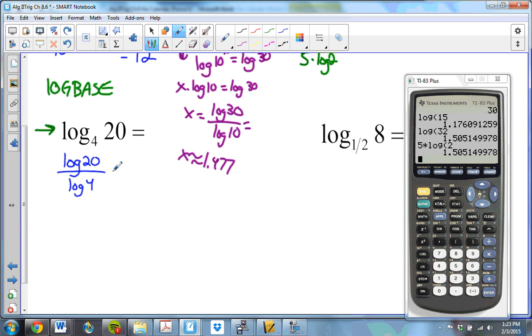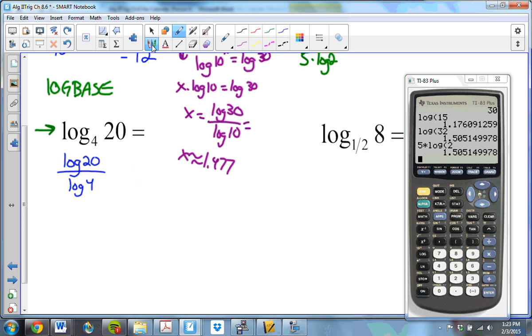Now please understand, that is not the same as the log of 5. Do not ever do that. I can't do 20 divided by 4. And I know there have been times we've just dropped logs, and that sort of seems like a magical thing. That only happens in certain circumstances.